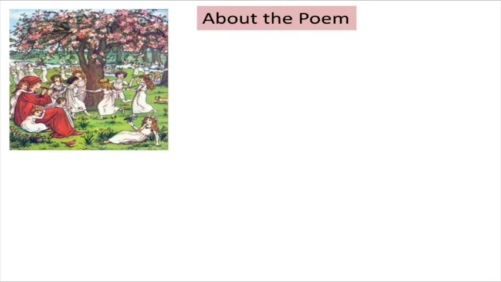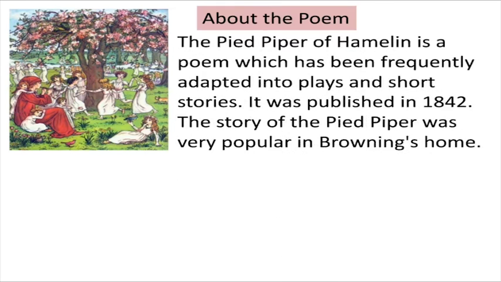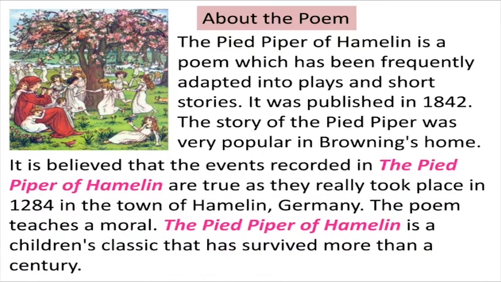Let us see about the poem, The Pied Piper of Hamelin. It is a poem which has been frequently adapted into plays and short stories. It was published in 1842. The story of the Pied Piper was very popular in Browning's home. It is believed that the events recorded in The Pied Piper of Hamelin are true, as they really took place in 1284 in the town of Hamelin in Germany.